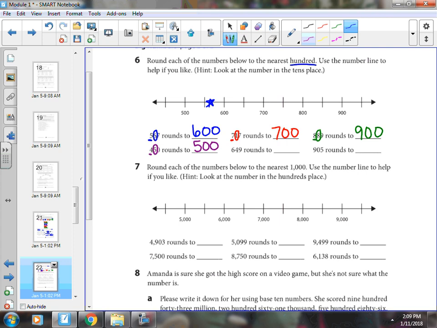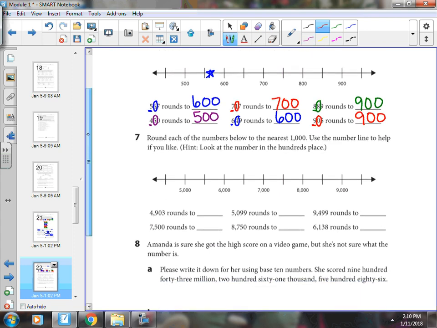649. If I round to the nearest 100, I need to look at what comes after. It's a 4. A 4 tells us to keep it the same. And finally, 905. It's awfully close to 900, and that's what that 0 tells us. That 0 tells us to keep it the same, or keep it a 9, and make everything else a 0. When you're rounding to the nearest 100, everything after the hundreds place will be a 0.